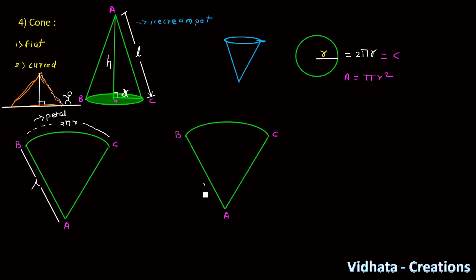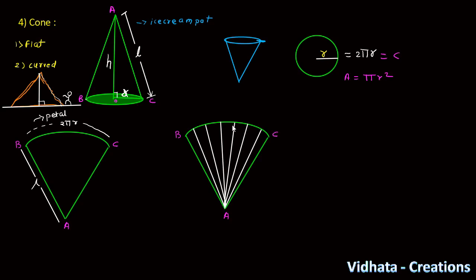Okay, now to find out the area, what I will do is, from point A, I will draw a line, a segment, on BC. I will divide the given petal into small parts in this way. Here, and like this, I will make many parts of this petal type of shape.